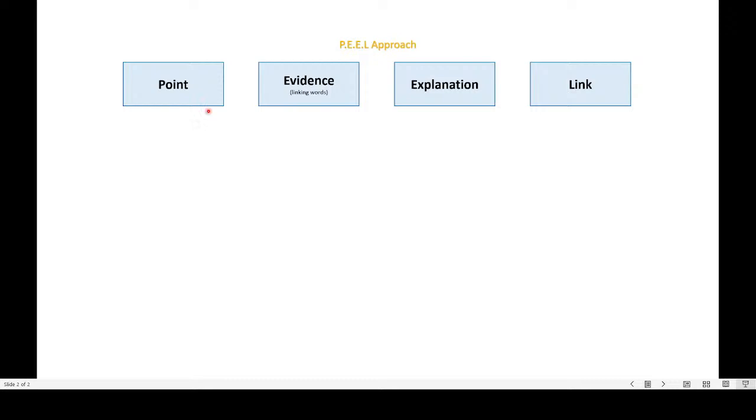In order to follow a PEEL approach in our paragraphs, the first thing we need to do is make a point, then provide evidence, explain that evidence, and then link our paragraph back to the question. So now I'm going to share phrases with you that allow you to do that as a student.